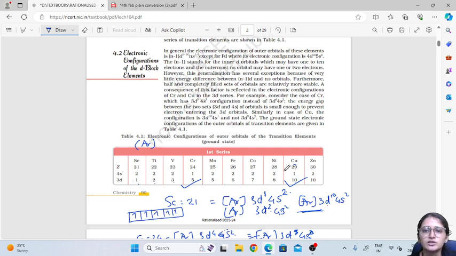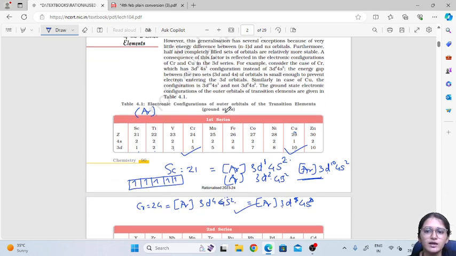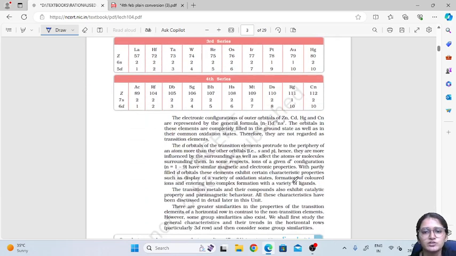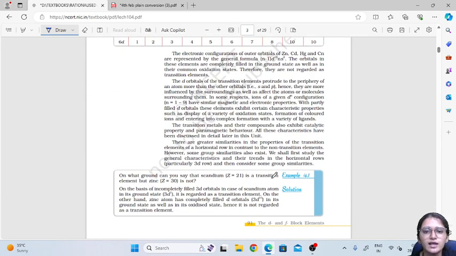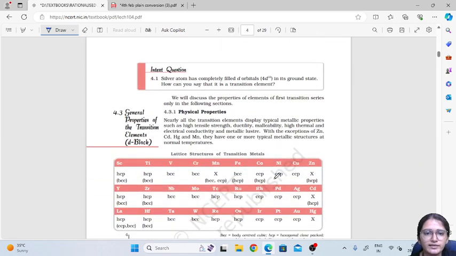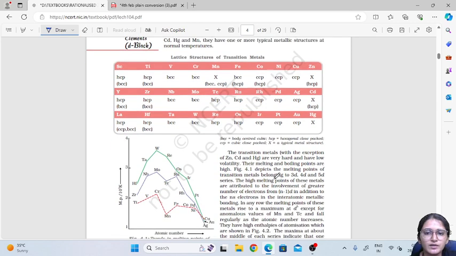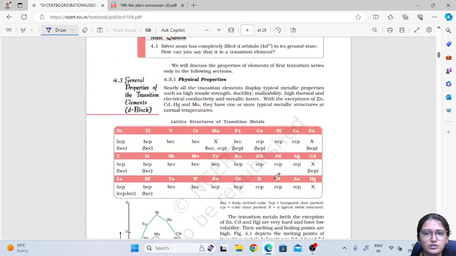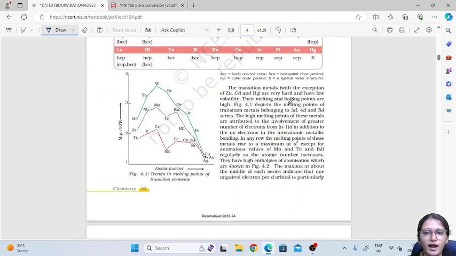Now the question asked most frequently is why these elements are not considered as transition elements. The reason is, since these elements have fully filled electronic configuration, they are not considered as transition elements. So this is one point we have to remember. Then we'll move on to the physical properties. Here we will first see the melting points of transition elements. Transition elements are very hard and have low volatility, meaning they have very high melting and boiling points.